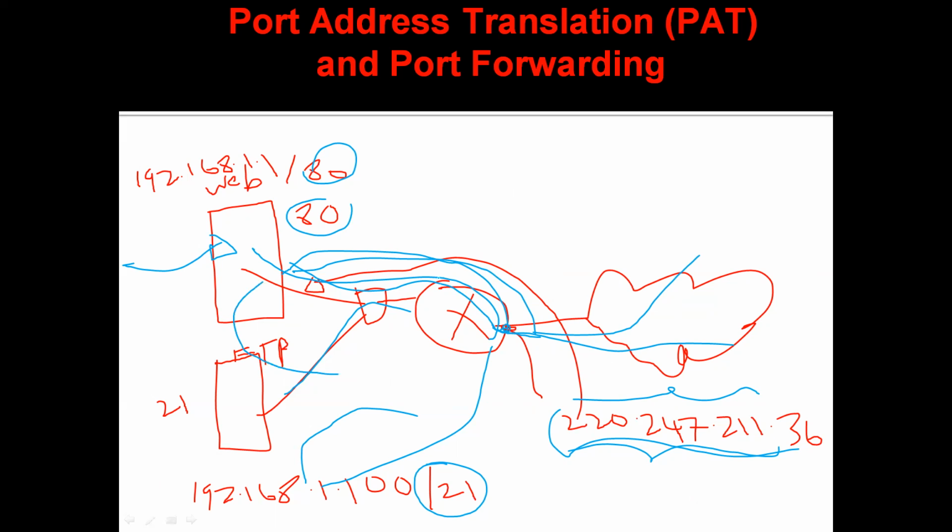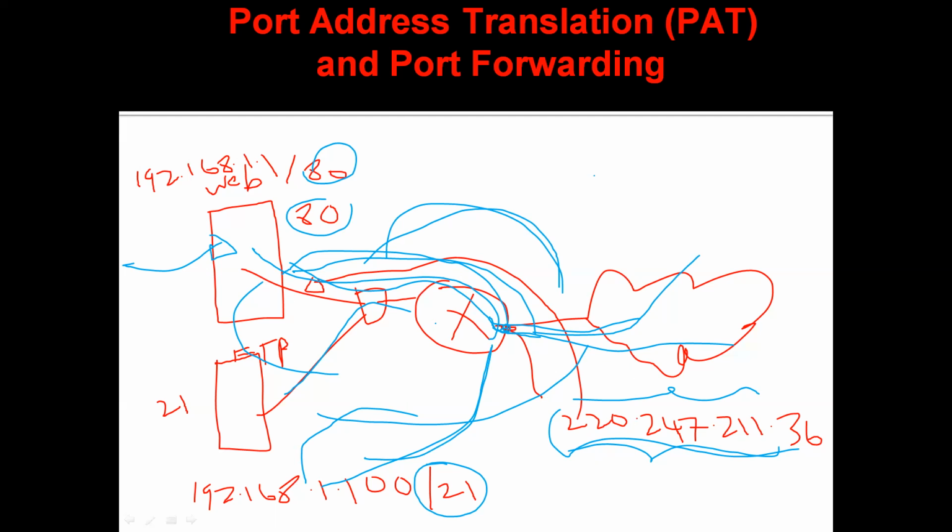This means industries use static NAT. Why? One public IP maps to one local IP address, so data can be transferred quickly. One public IP, 220.247.211.36, maps to the web server. After that, 220.247.211.37, another public IP, maps to the FTP server. Another public IP, 220.247.211.38, maps to the mail server like this.